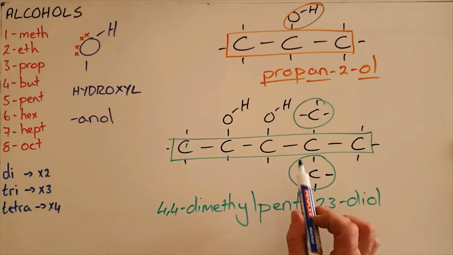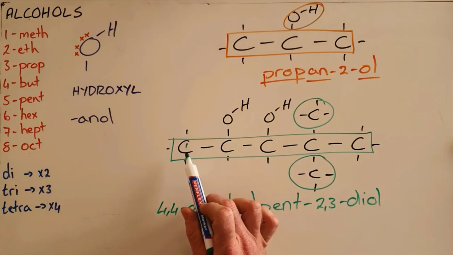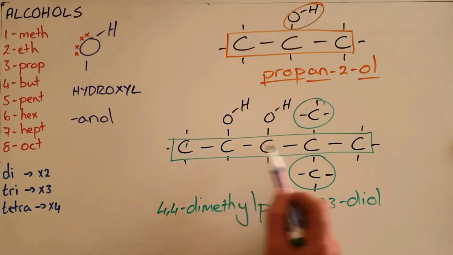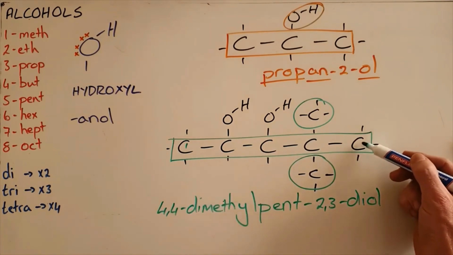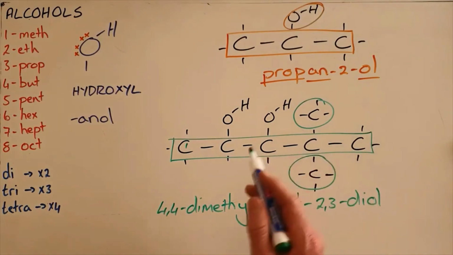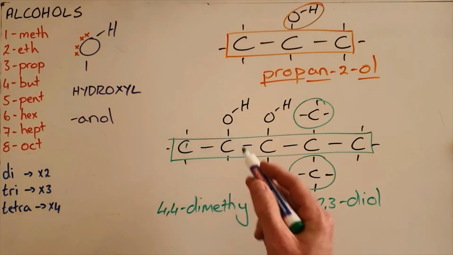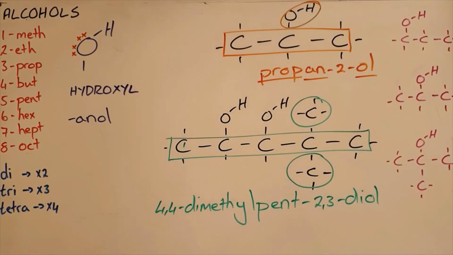Important to note here that we always number an alcohol so that the hydroxyl groups are the smallest possible numbers. So we know that technically by numbering this as carbon number 1, the total number would have been smaller, but we have to number from the side closest to the hydroxyl functional group when it is an alcohol.